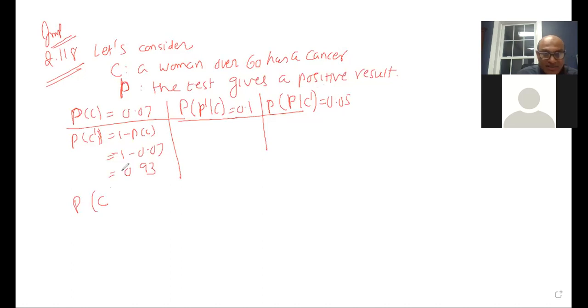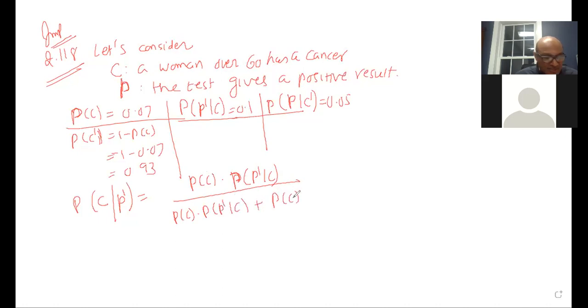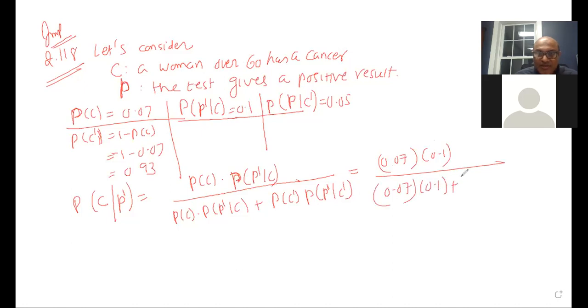That means probability of C given P dash. So this can be given as probability of C times probability of P dash given C, divided by probability of P dash given C plus probability of C dash and probability of P dash given C dash. That is equal to probability of C is 0.07, P dash given C is 0.1, divided by 0.07 times 0.1 plus probability of C dash, that is 0.93.